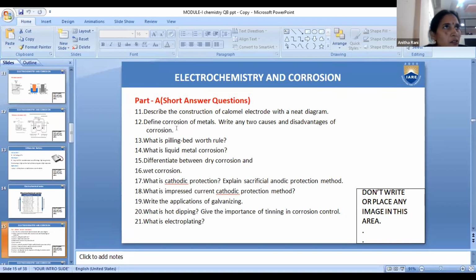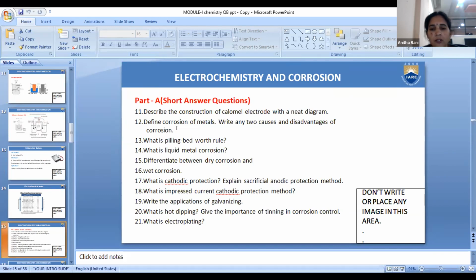Students, what is corrosion? You can tell, destroying of the metal. When a metal is exposed to a chemical or electrochemical environment, the decay of the metal takes place. That is called corrosion.